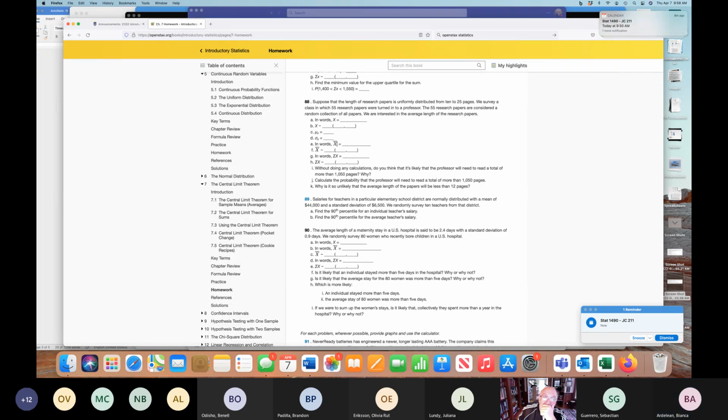And then they ask about X bar, and then they ask about the sum. So they're asking about the population. It's not clear, I'll give you that. In other words, X is the length of a research paper written by a student.